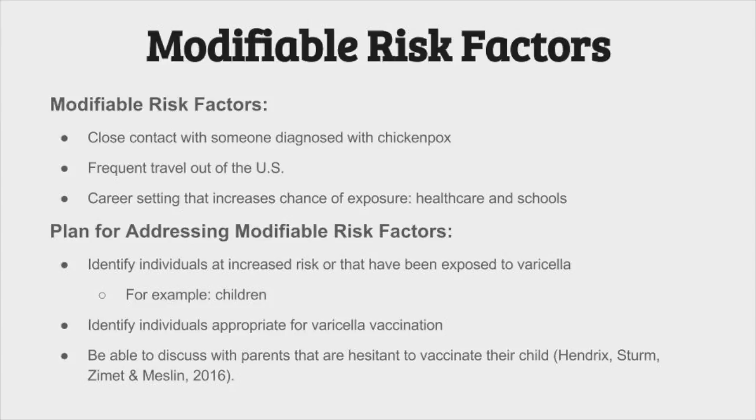According to Hendricks, Sturm, Zimet, and Meslin, 2016, although it is difficult to provide education to parents that are vaccine hesitant and vaccine opposing, one approach to investigate further would be presenting parents with information demonstrating signs and symptoms that a child would typically experience if they contracted a vaccine-preventable illness. Although this seems extreme, as healthcare providers, it will be important that we remain invested and not dismiss parents that are against vaccinations, but rather educate.